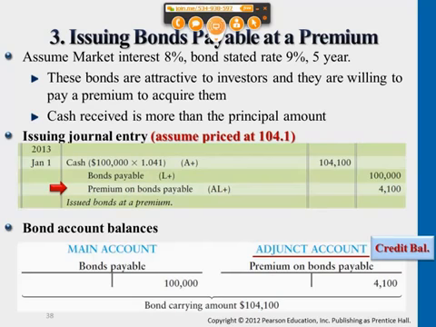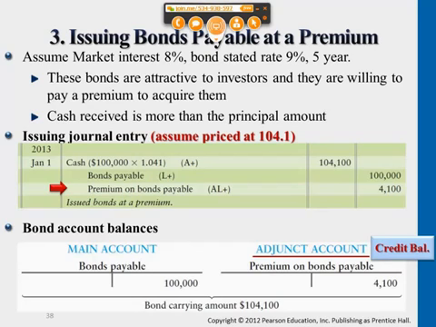So when we journalize this entry, it affects the bonds payable account. We're borrowing money at the face value of $100,000, but we're also borrowing $4,100 at the time of issuance. This is the part above face value, the premium.